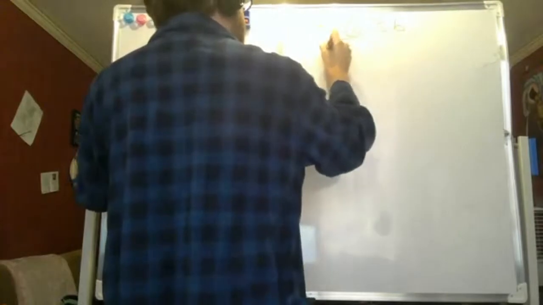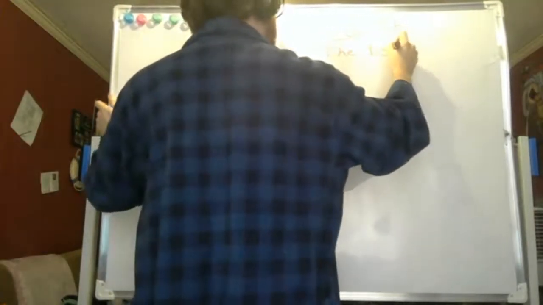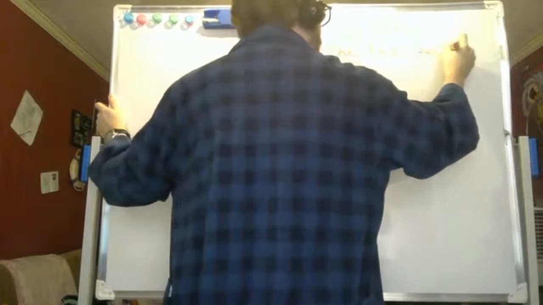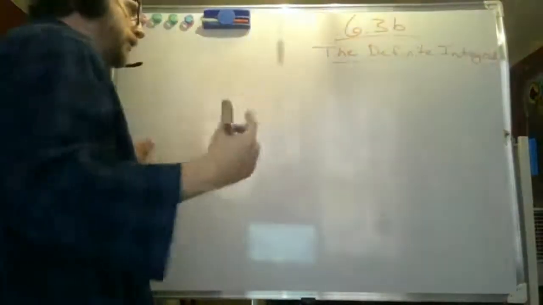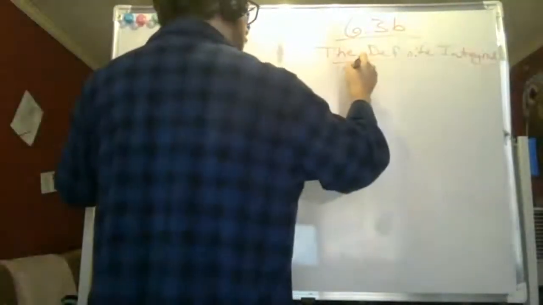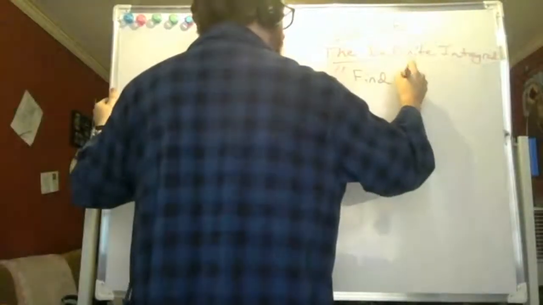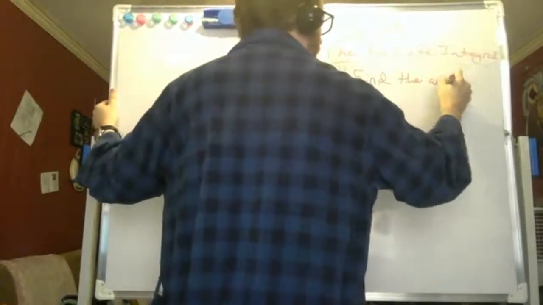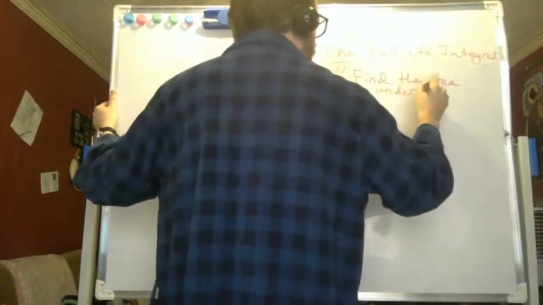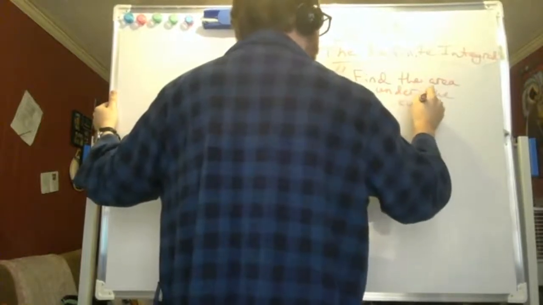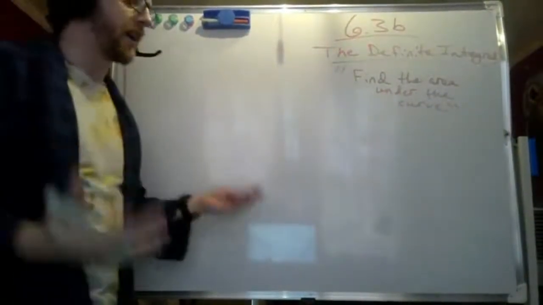So this is 6.3b, and this is the definite integral. And to put it in simple English, the point of the definite integral is to, I'm going to put this in quotes because we'll have some formulas and definitions later, find the area under the curve. And what do I mean by that? Why do we care about trying to find the area under the curve?